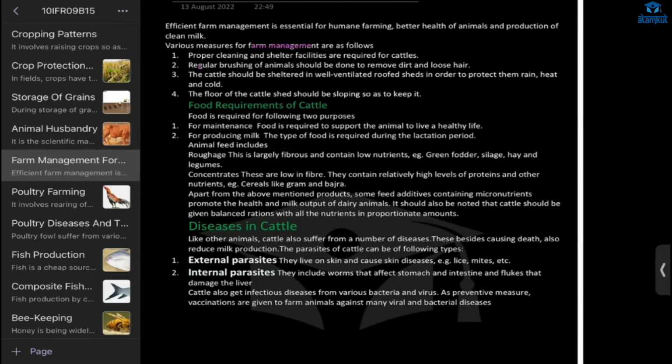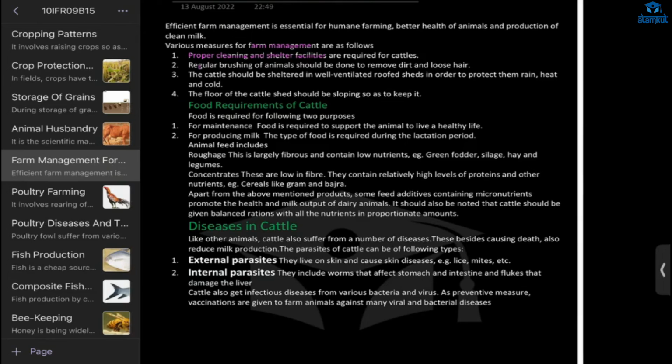What is done? There will be proper cleaning, then shelter facilities should be there. Okay. Then regular brushing of the animals. The animals should be cleaned regularly, right, to remove dirt and loose hair. And also the cattle should be sheltered in a well ventilated roofed shed, right? So the cattle should be sheltered.